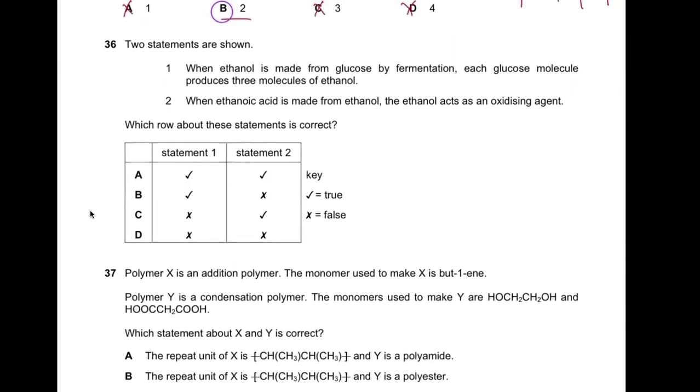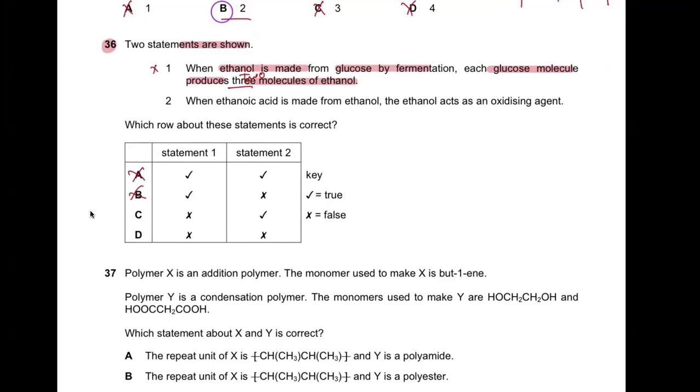Now MCQ number 36. 2 statements are shown. When ethanol is made from glucose by fermentation, each glucose molecule produces 3 molecules of ethanol. If you recall the equation, not 3 molecules, 2 molecules of ethanol and 2 carbon dioxide molecules. So statement 1 is wrong. Okay. And if statement 1 is wrong, it means A and B go wrong.